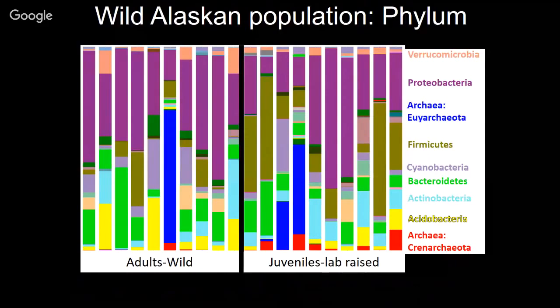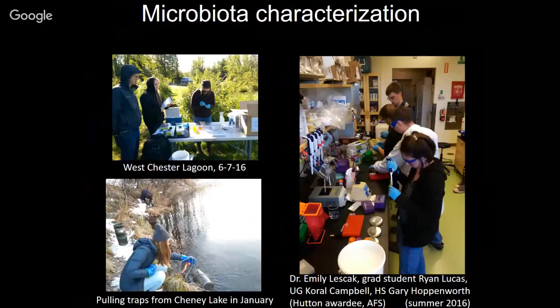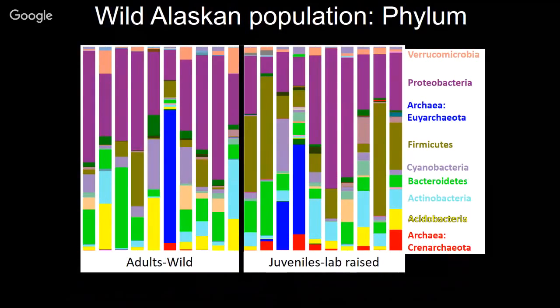So we have these samples that we collect from the wild, and we wanted to determine, what we see in the wild, can we actually recapitulate that in the lab? And so I grabbed some fish from the wild, some adults from Westchester Lagoon, and we looked at their gut microbiota and compared those to juveniles that we raised in the lab. And here what we're doing is we're just trying to recapitulate the gut microbiota from the wild in the laboratory.